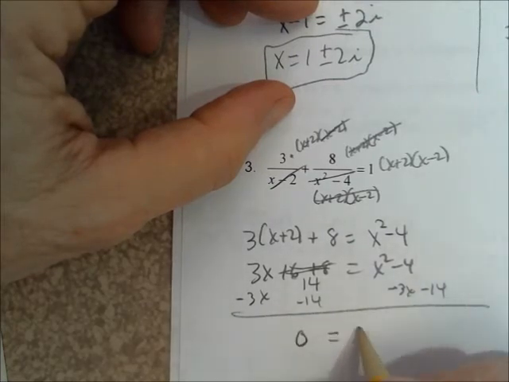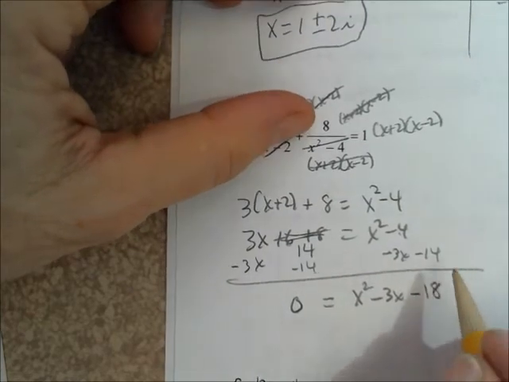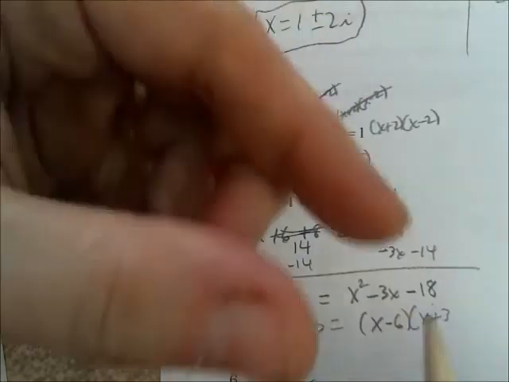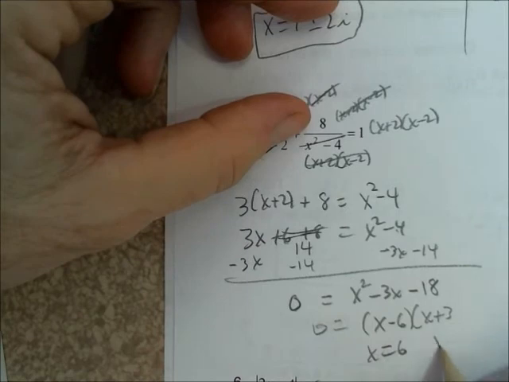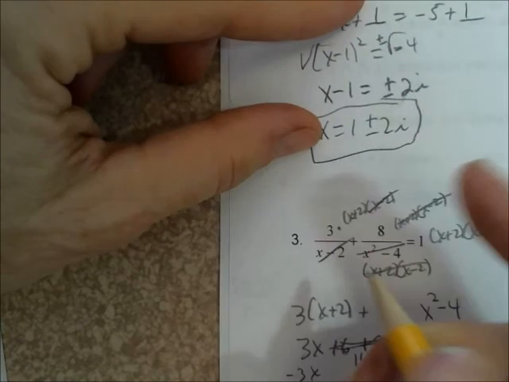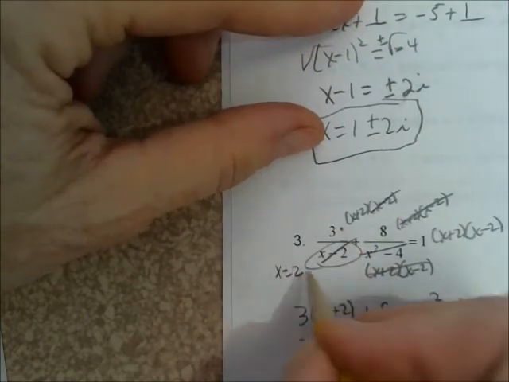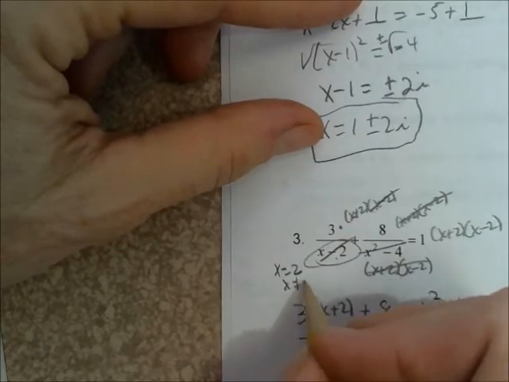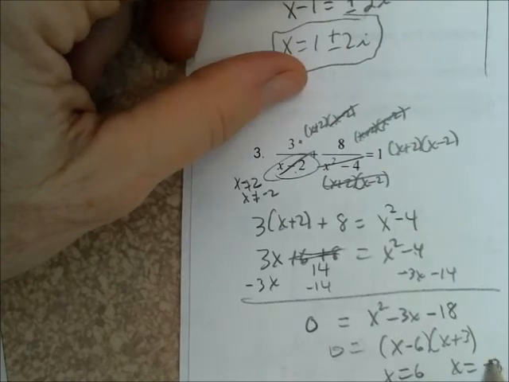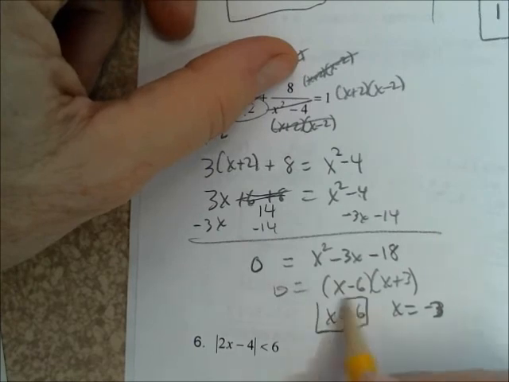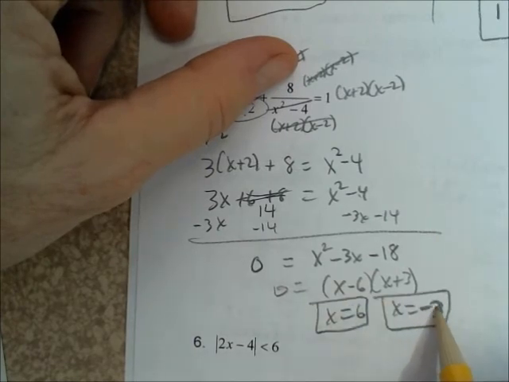And you get 0 on the left. x squared minus 3x, negative 14 minus 4 is negative 18. And this factors into x minus 6 times x plus 3. So x equals 6 and x equals negative 3. Well, let's see what x cannot be equal to. Up at the very beginning, x cannot be equal to 2, because that would make that denominator equal to 0. And x cannot be equal to negative 2. So both of those answers are not in my list of cannot do. So we have two answers to this question, 6 and negative 3 both.